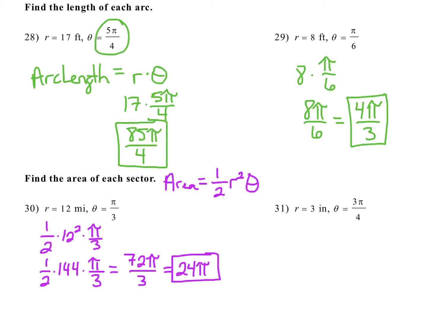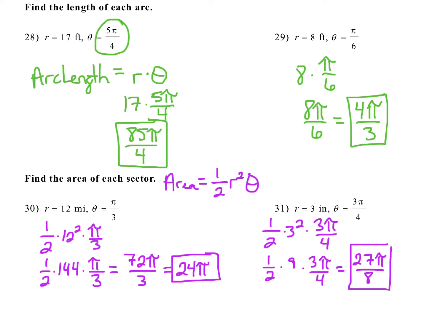Okay, and then for number 31, we have r is 3, so 1/2 times 3 squared times our theta, which is 3 pi over 4. Okay, so that would be 1/2 times 9 times 3 pi over 4. Multiply that all through. That gives us 27 pi over 8, which is not reducible. So that's our answer.